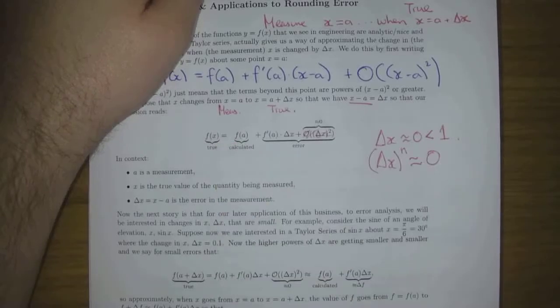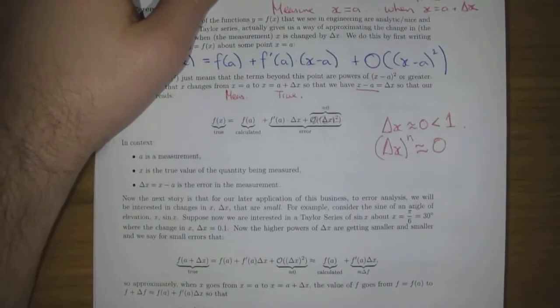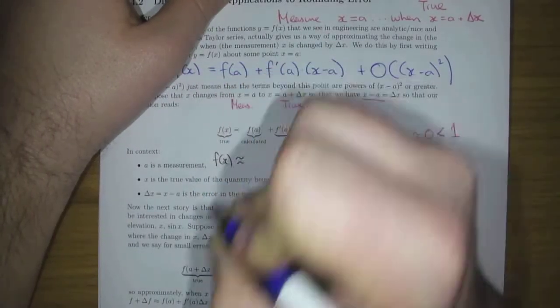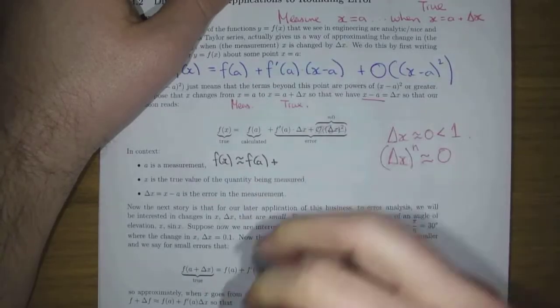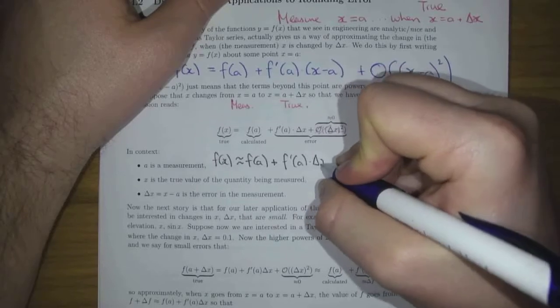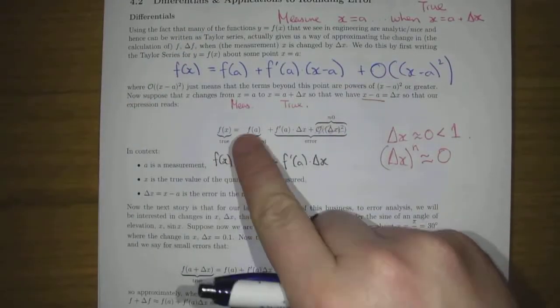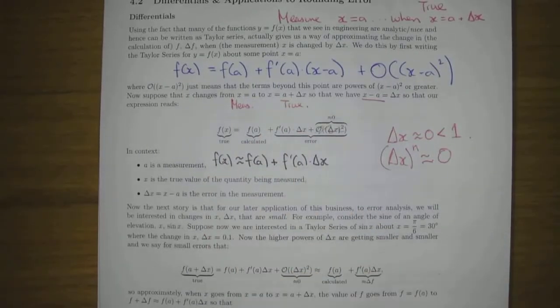Now that makes this an approximation. So let's just write that down underneath. So f of x is approximately f of a plus f dash of a times delta x. So that's using the assumption that this thing is quite small. So this equals is no longer there, but there's a small difference, hopefully a small difference between them.